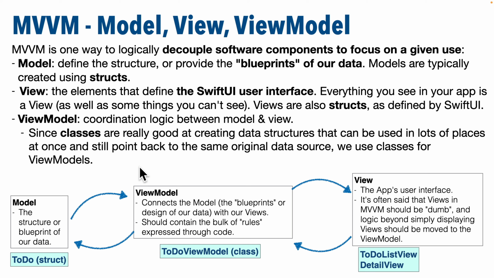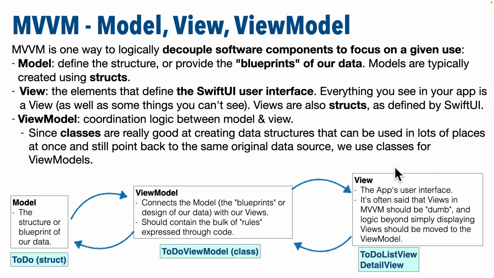The model, the M, is the blueprint for how our data in our app is organized. And our views, as we know, represent how the user interface is displayed to the user. Now in SwiftUI, we simply declare how a user interface should look based on the data that it receives. It's a declarative programming approach.